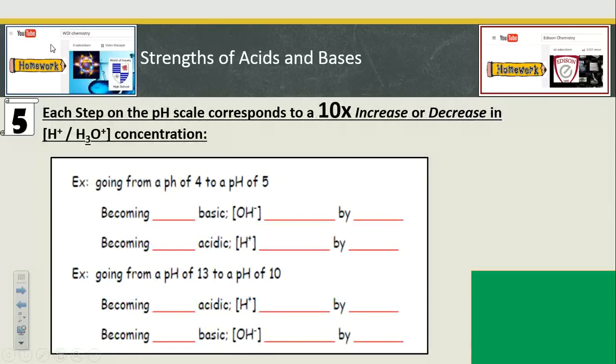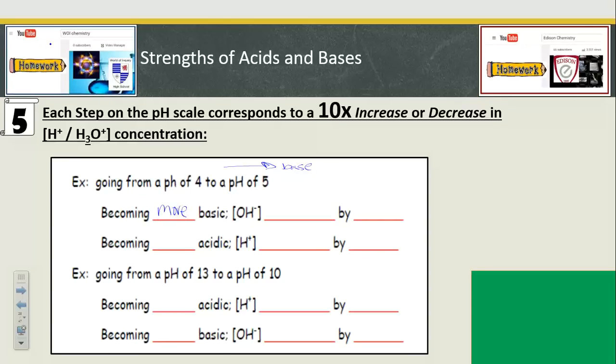Moving further, each step corresponds to a 10 times increase or decrease in the concentration of hydroxide and hydronium ions. This is because there's that 1 times 10 to the exponent that we need to work with. So I'm going to the board to do some of these practice problems. When the pH goes from 4 to pH 5, that's going towards the more basic region. So this solution is becoming more basic.